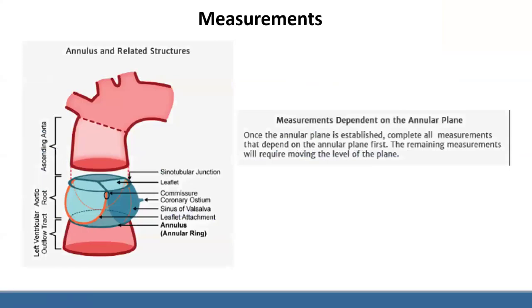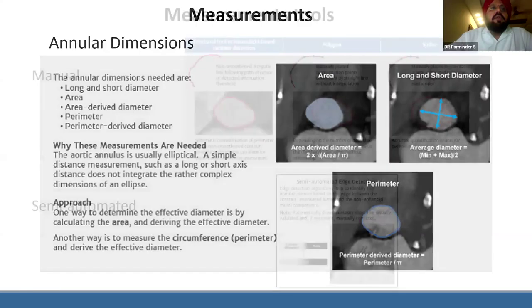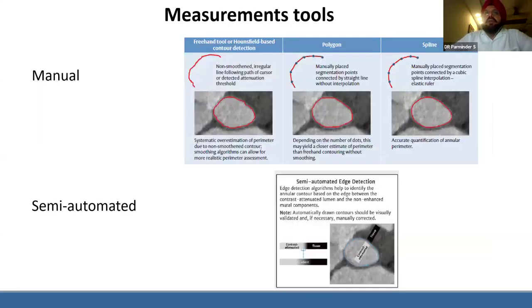And we all know these structures. The annulus is a virtual ring, and then we have LVOT and then STJ. These annular measurements can be diameters, as we have already seen, measuring long and short diameters, area-derived diameter or perimeter-derived diameter. Area-derived diameter we use for balloon expandable valves, perimeter-derived diameter we use for self-expanding valves. And there are various methods for manual measuring of the annulus, and Remensho does it automatically.